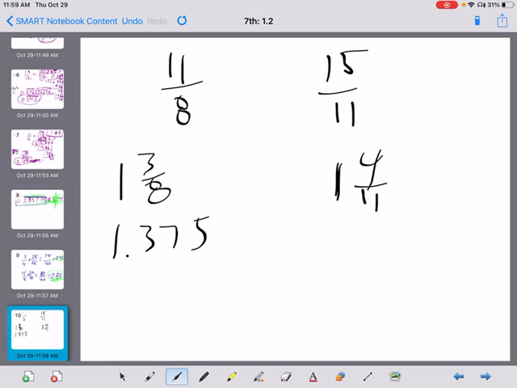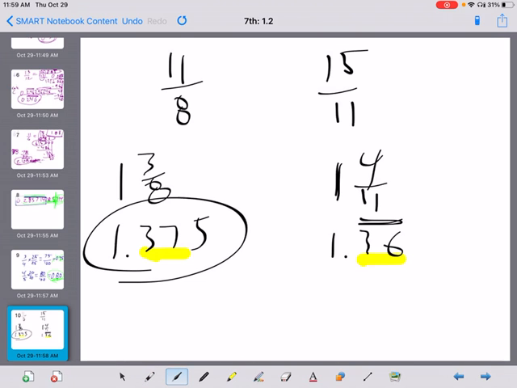And 4 over 11, okay, we did not do 4 over 11. But the long and the short is you're going to get 1.36 on that, and the 3 and the 6 are going to be repeating. So which one is bigger? Well, you can look and say, hey, this is 37, this is 36. Obviously, this one's going to be bigger, right?